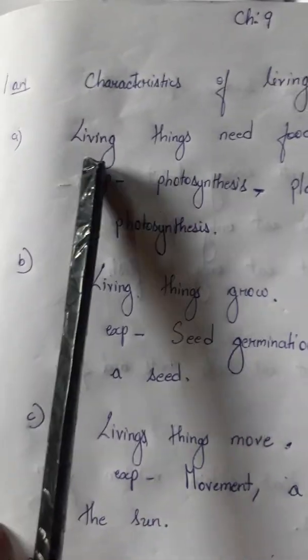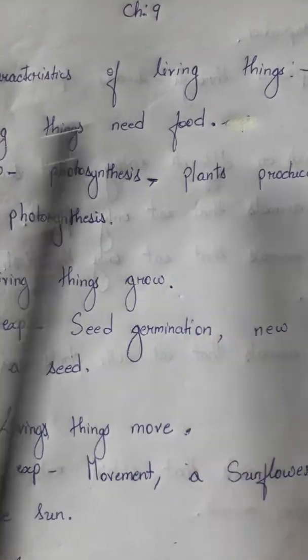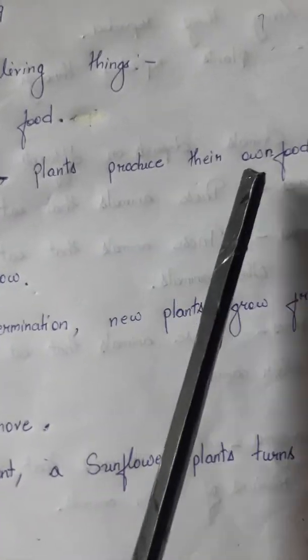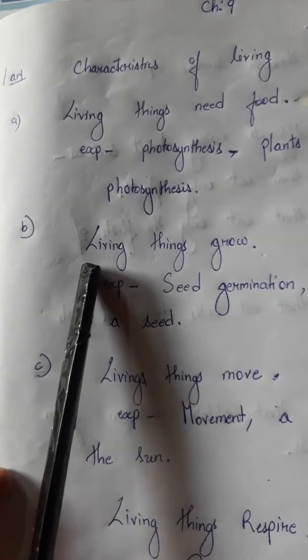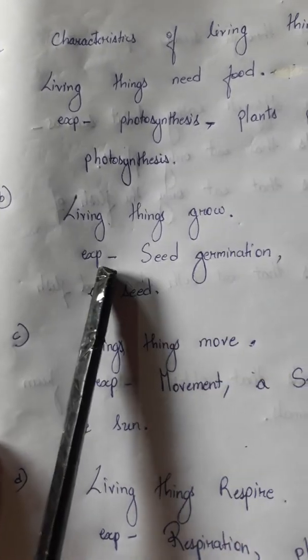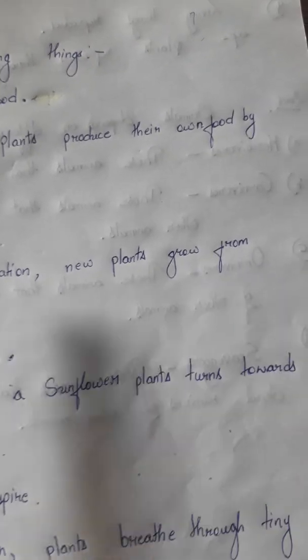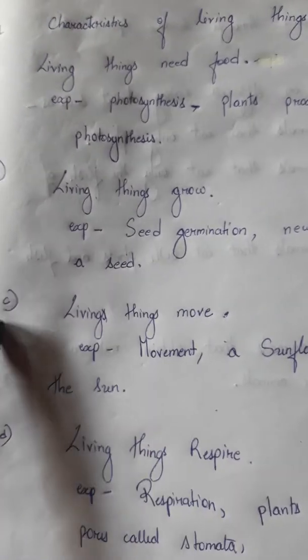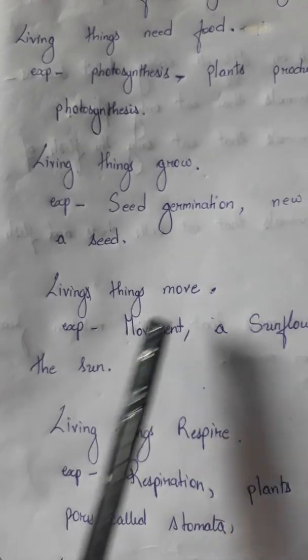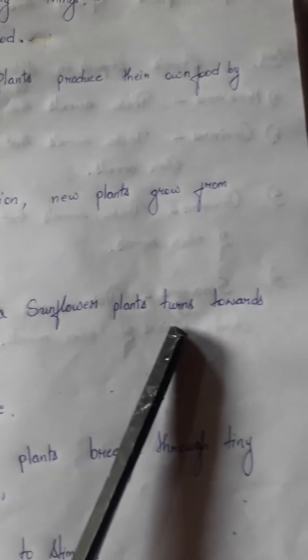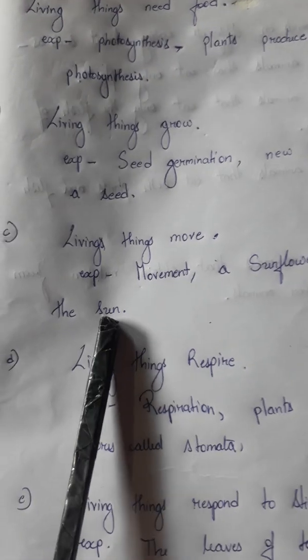Point A, living things need food. Example, photosynthesis. Plants produce their own food by photosynthesis. Point B, living things grow. Example, seed germination. New plants grow from a seed. C, living things move. Example, movement, as sunflower plants turn towards the sun.